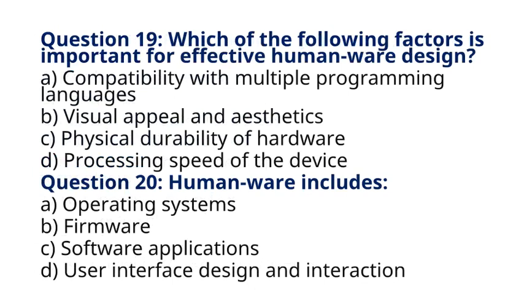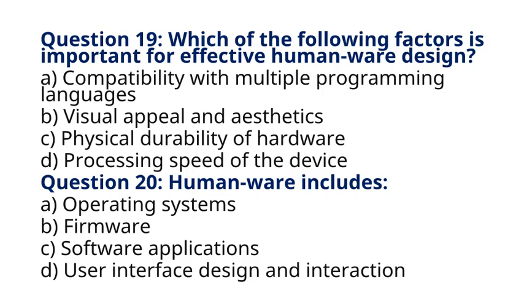Question 19. Which of the following factors is important for effective humanware design? A. Compatibility with multiple programming languages. B. Visual appeal and aesthetics. C. Physical durability of hardware. D. Processing speed of the device. The correct answer to question 19 is option B. Visual appeal and aesthetics. Explanation: Effective humanware design prioritizes visual appeal and aesthetics to ensure that technology is engaging, user-friendly, and intuitive.